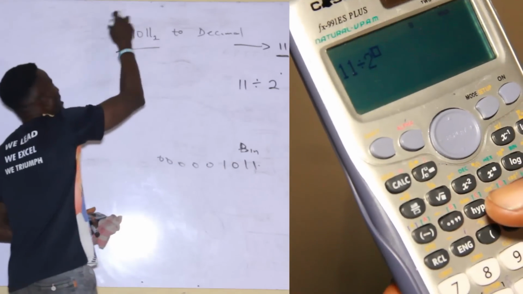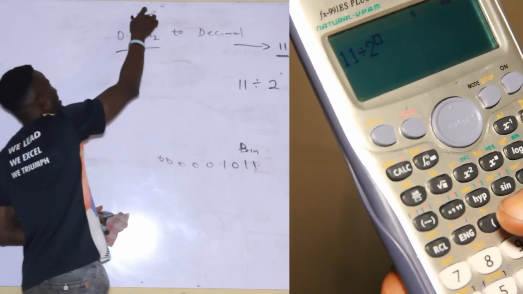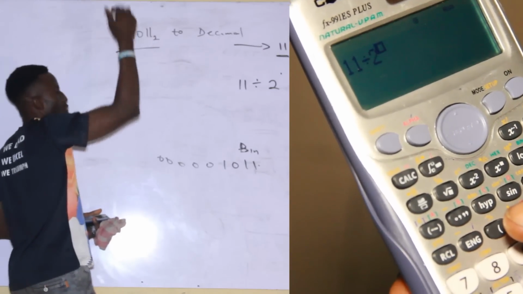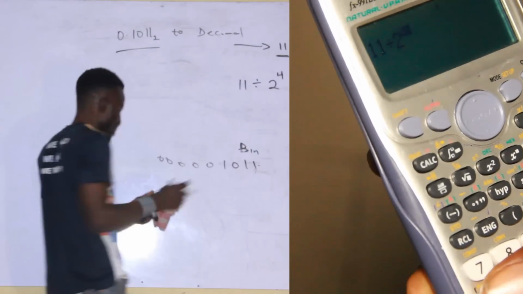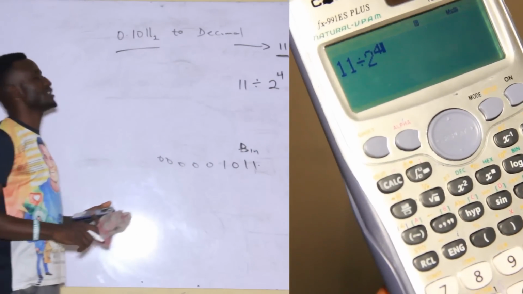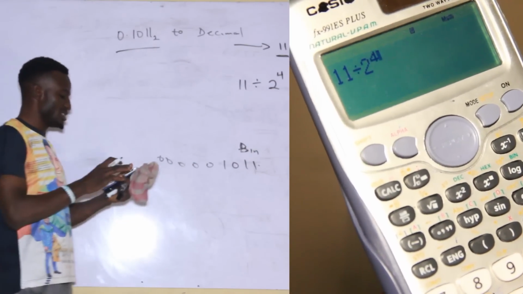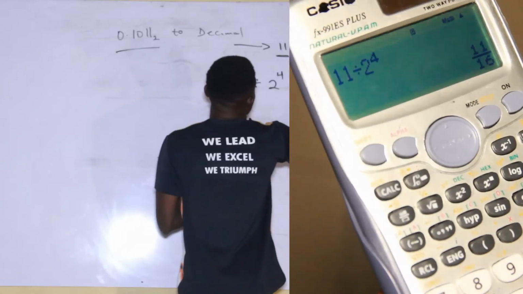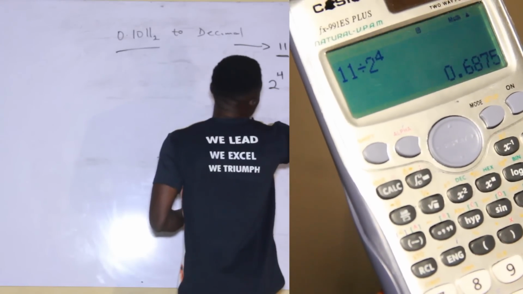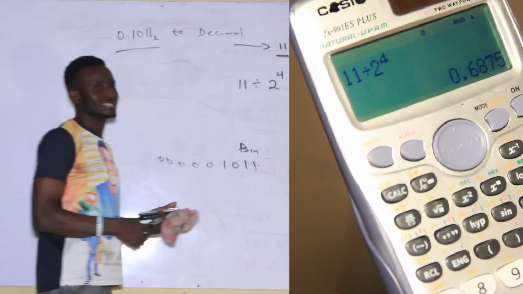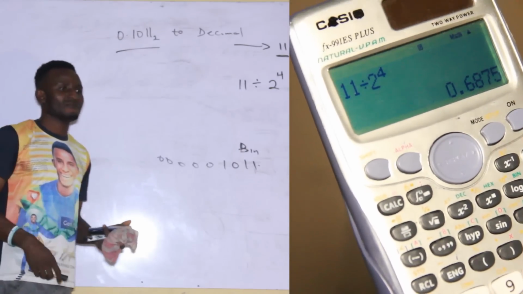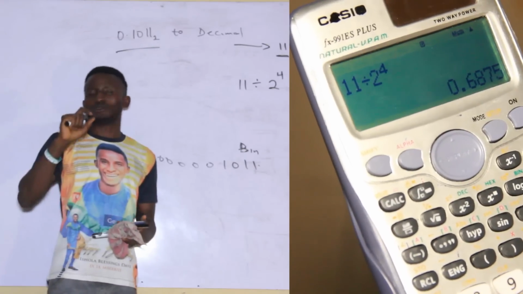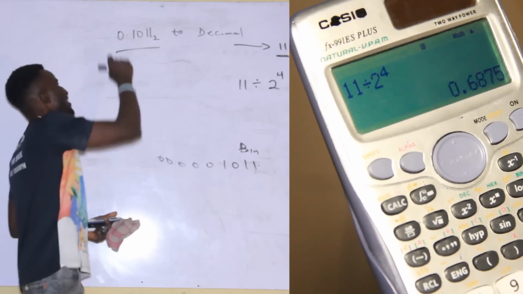Now, what is the number after the decimal point? And that's 4. 1, 2, 3, 4. So that means we now have it raised to the power 4. So you have 11 divided by 2 raised to the power 4. Then press equals. You observe that the answer here is 0.6875 to the base of 10. So this is how to convert from binary to decimal and from decimal to binary, for those questions that contain decimal points.